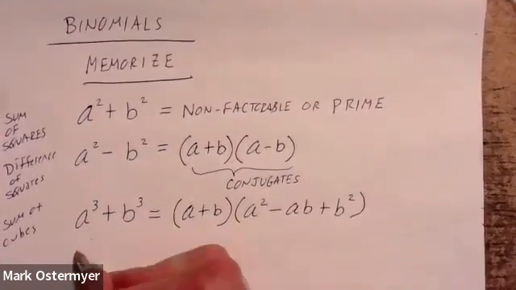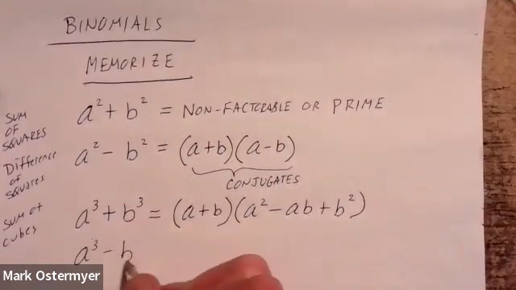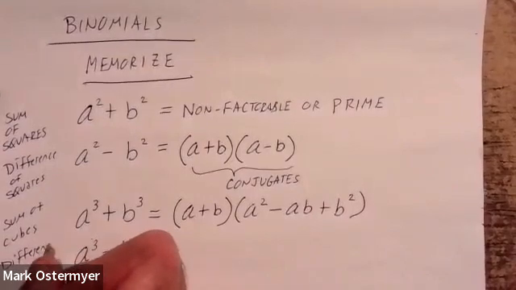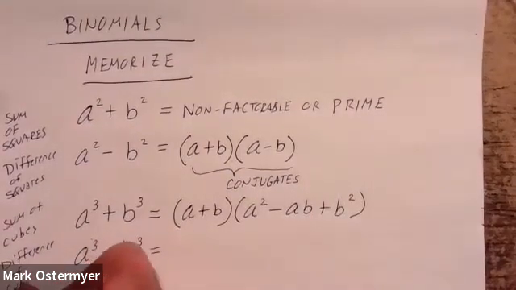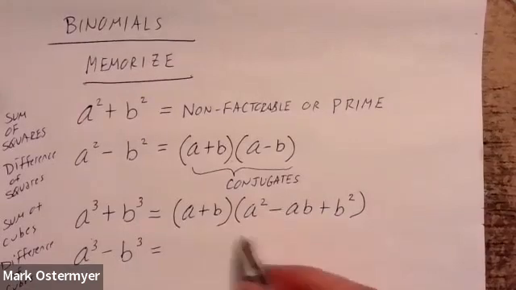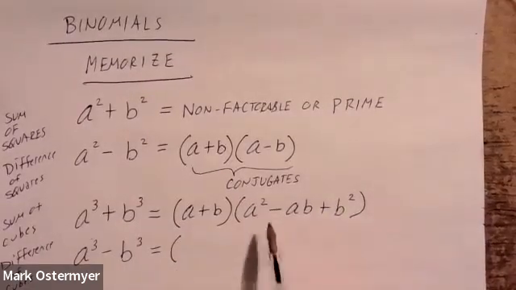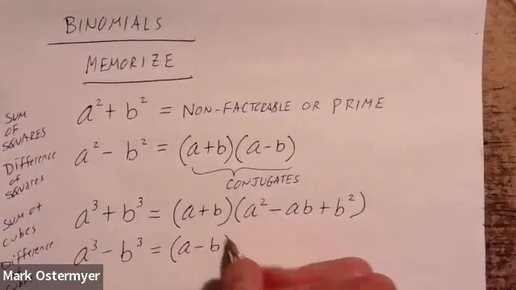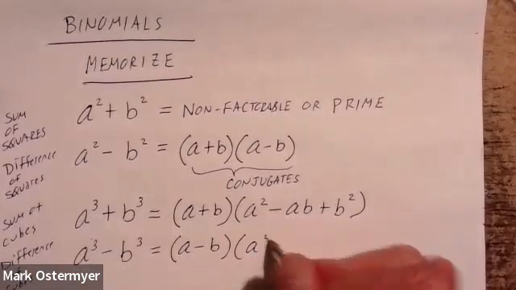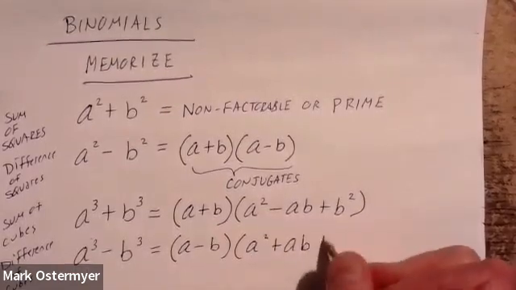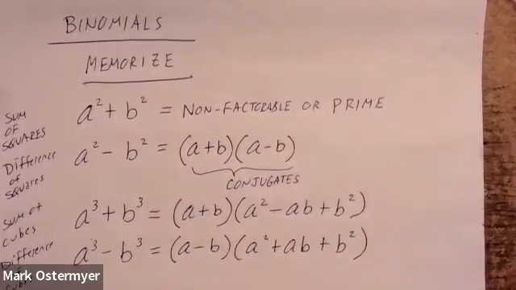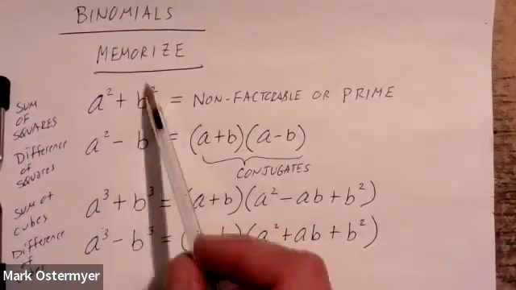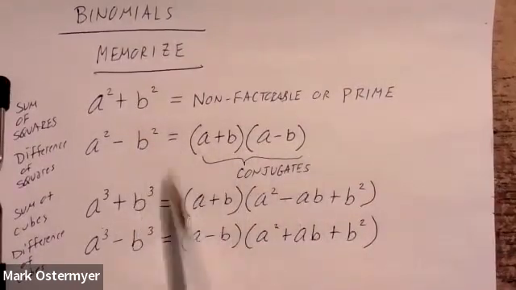In a similar fashion, this would be the difference between perfect cubes. And the difference of cubes factors in a similar way that the sum of cubes factored. The only difference is that these signs switch. So this would factor into a minus b times a squared plus ab plus b squared. I would recommend that you memorize the binomial family and how they do or do not factor. I would just memorize all of these.